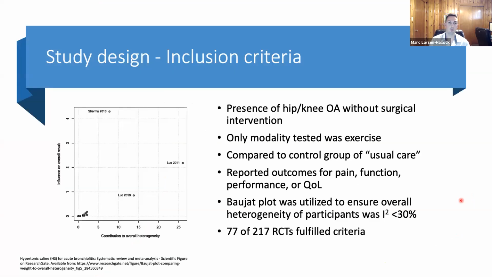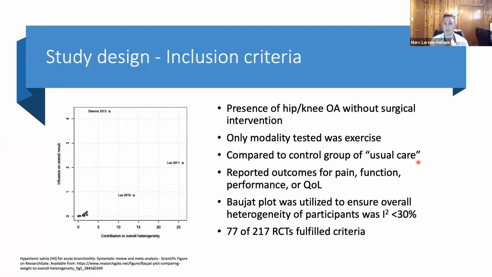So going forward as well, the other inclusion criteria after they actually looked to select the articles, they need to figure out which inclusion criteria they needed in order to put it down into the next stage of their selection process. And so they looked for the hip and knee osteoarthritis that we were talking about before, but they want to make sure there was no surgical intervention, trying to take out some bias from that aspect. They only wanted to test exercise. They didn't want to use pharmacologic methods. And then they compared it to a group of usual care.